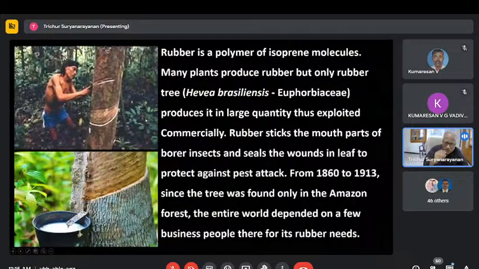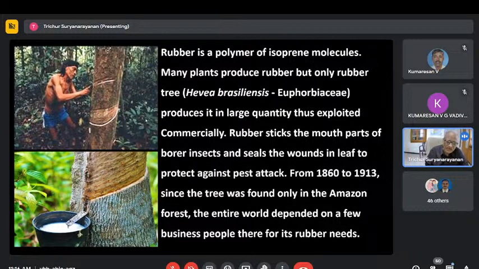Now, rubber, as you know, is a polymer of isoprene molecules. Many plants produce rubber. But then why is only the rubber tree used for commercial production? Because that tree produces the latex in large quantity when compared to other rubber producing plants. Therefore, people use the rubber tree.